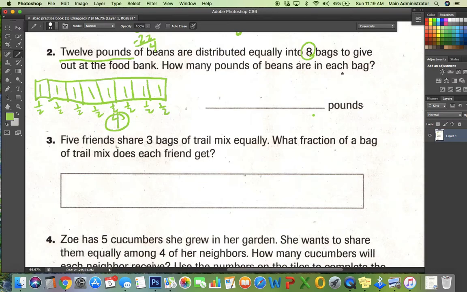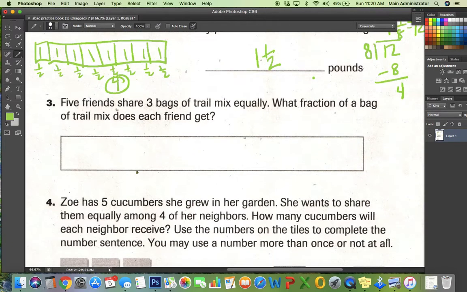I'm going to divide just to make sure I'm right. I would go 8 into 12 pounds of beans. That goes in once. Looks like that's 4. So the remainder is my numerator. The divisor is my denominator. And this would reduce to 1.5. So I'll go 1.5 pounds.